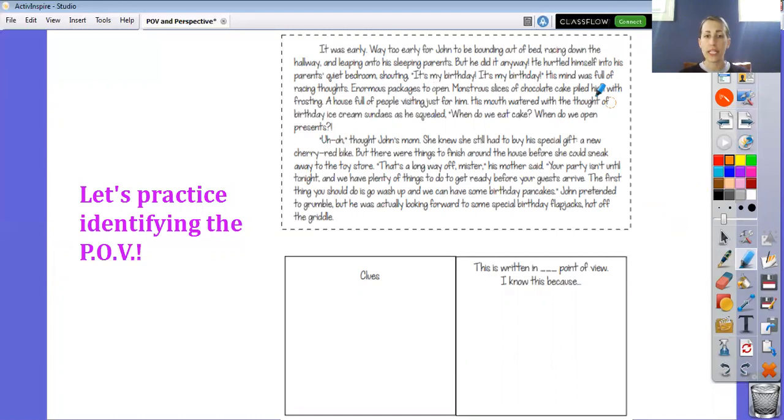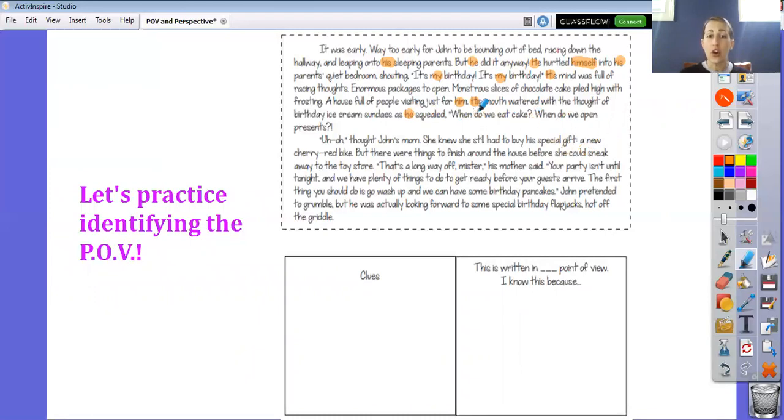It was early, way too early for John to be bounding out of bed, racing down the hallway and leaping onto his sleeping parents. But he did it anyway. He hurled himself into his parents' quiet bedroom shouting, "It's my birthday, it's my birthday." His mind was full of racing thoughts. Enormous packages to open, monstrous slices of chocolate cake piled high with frosting, a house full of people just visiting just for him. His mouth watered with the thought of birthday ice cream sundaes as he squealed.